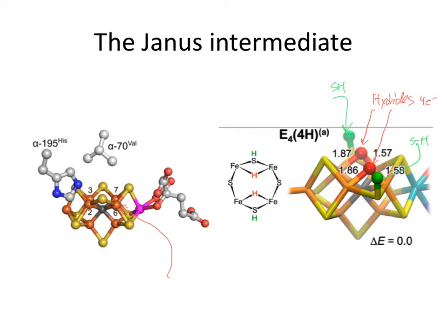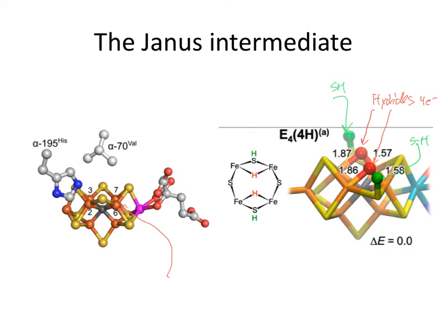Dinitrogen binds to this stage, hydrogen is lost, and then steps E5 back to E8 and E0 are subsequent hydrogenation steps in a productive fashion to generate the ammonia molecules. So the Janus intermediate here is the linker between the first part where reducing equivalents are collected and the latter part where productive chemistry is taking place.